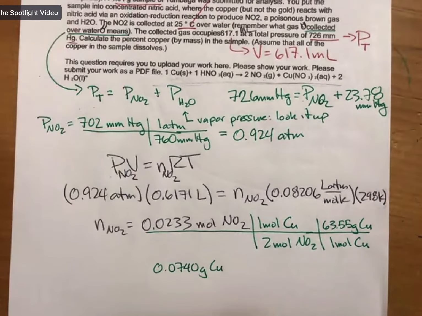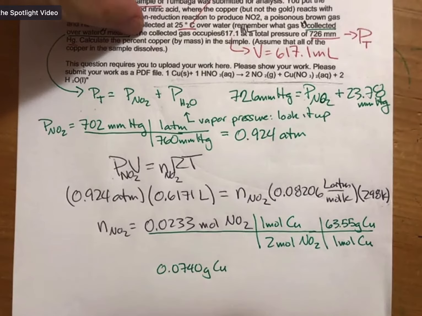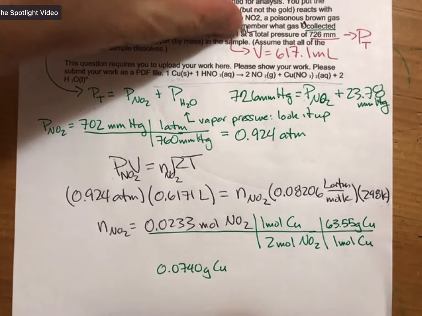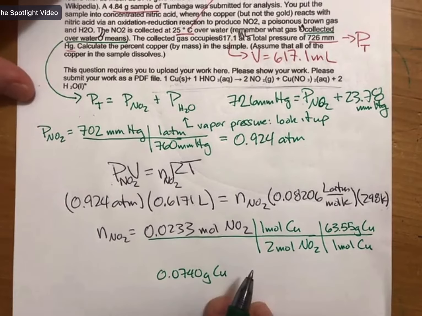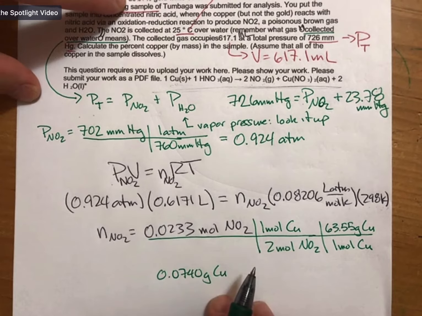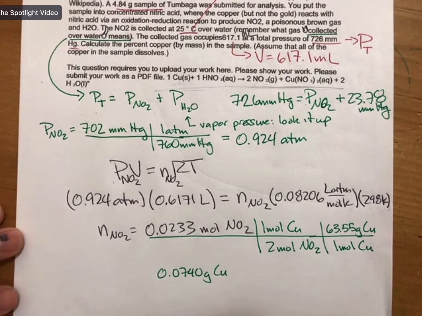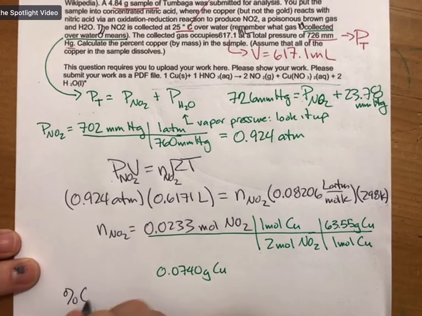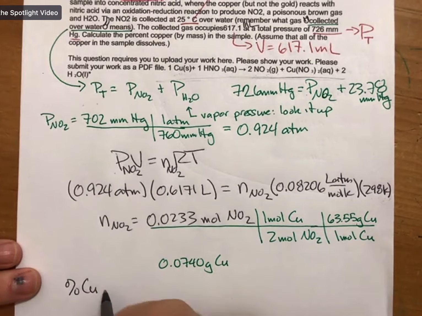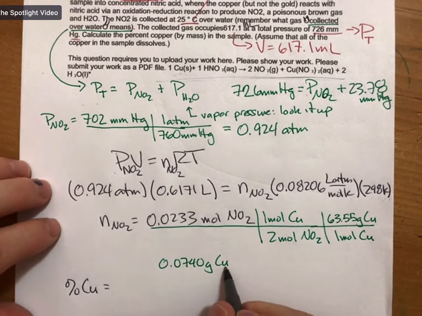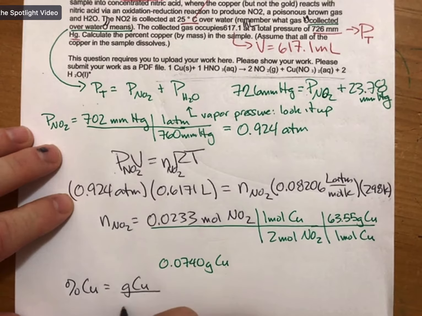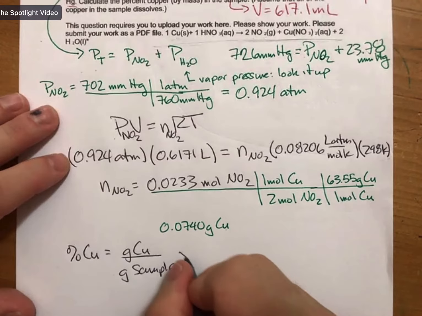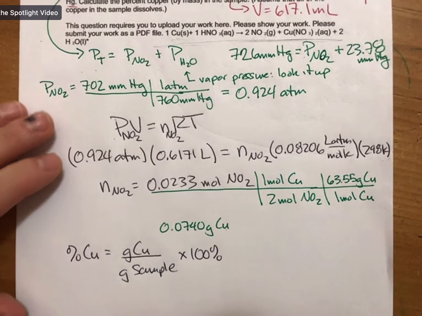And I'm not done yet because it says calculate the percent copper by mass in the sample. And I know that my sample way up here is 4.84 grams. So my percent copper is going to be equal to my grams of copper divided by my grams of sample, times 100%.